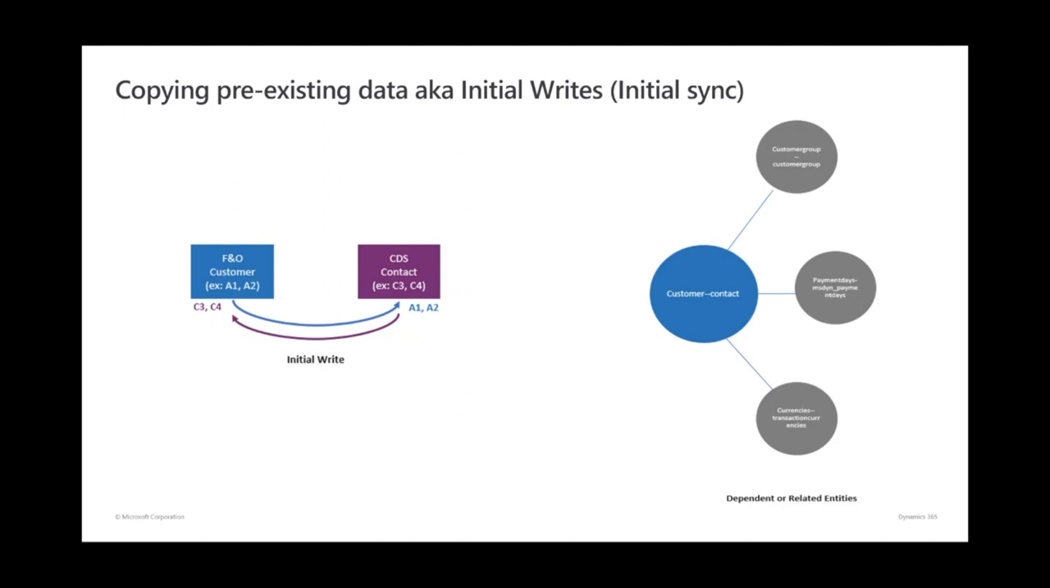But with dual-write, we try to have a solution which is much better. That's getting the data directly entered into CE. That data is flowing nicely, and therefore we have initial data available, like customer groups, payment information, currencies, and tax information. So a lot of data needs to be initially written from finance operations into sales before you can start a customer in sales.